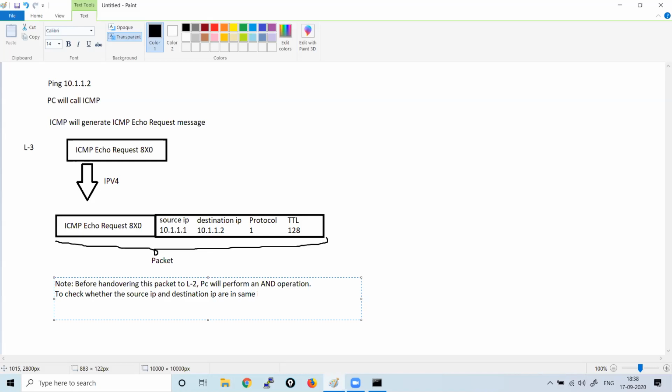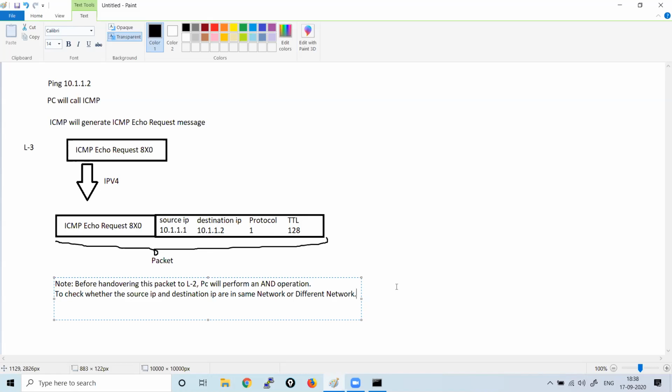See, be familiar with the terms subnet and network. Both are the same terms. You can call it subnet or you can call it network. Am I clear with this? For now, I am calling it network. You can call it subnet as well. Same network or different network.